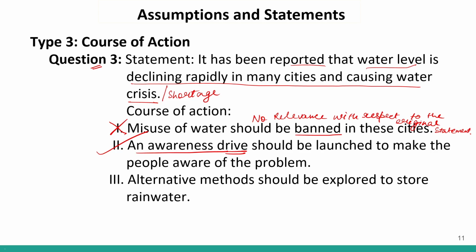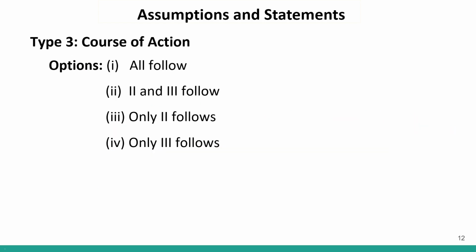Third one says alternative methods should be explored to store rainwater. Definitely, if there is water shortage, we should use different methods to store rainwater. Rainwater harvesting. We should take these steps to preserve water. So, both 2 and 3 will be the correct courses of action. If I look at the options, option number 2 says that 2 and 3 follows. This will be the correct answer.